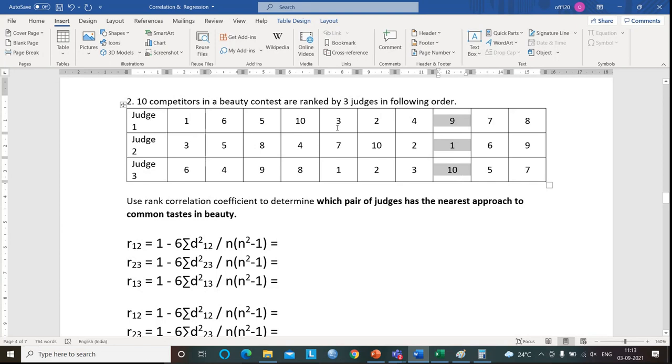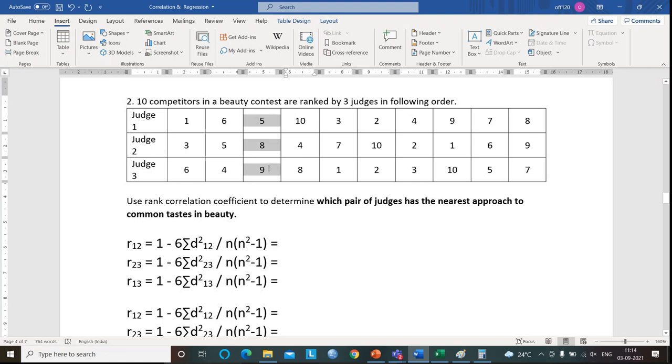Let us see one more example here. Judges 1 and 3 have both given second rank, but the second judge is giving 10th rank. In some other case, see here, it is 4, 10 and 8. That means 10 and 8 are nearest and 4 is far away. Till now, in 3 examples we have seen that the second judge is giving different answers. That means judge 1 and judge 3 are giving almost the same kind of ranks.